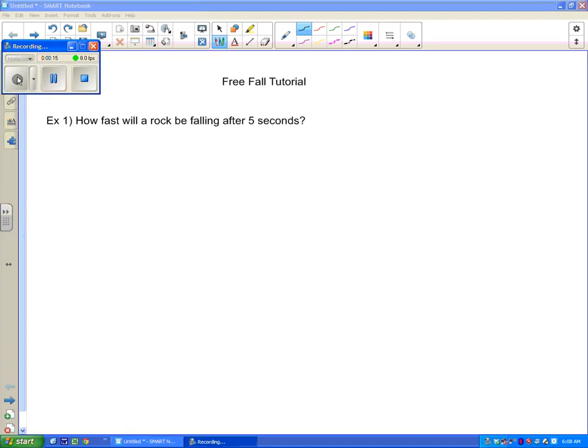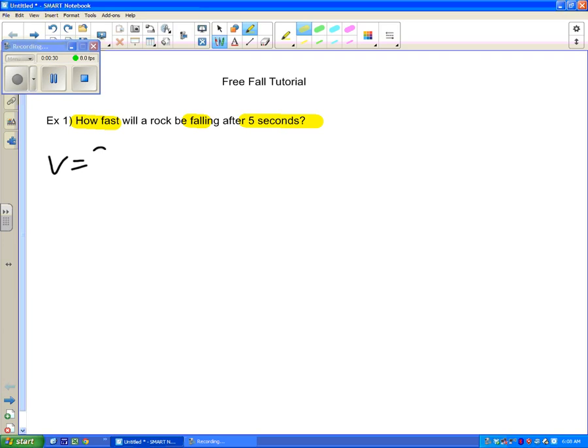Example number 1: how fast will a rock be falling after 5 seconds? And like always, we are going to identify what we know. I know how fast. I have this keyword fall, and I have 5 seconds. So how fast? That is v equals question mark. And because it's falling, I know what a is. Things always fall at 10 meters per second squared on Earth. So that keyword fall is telling me this. And lastly, I have a time, 5 seconds.